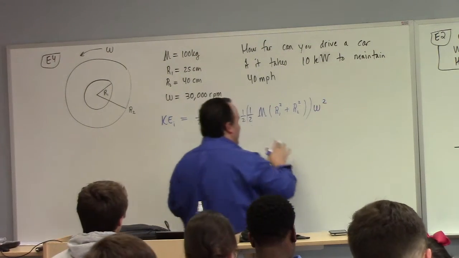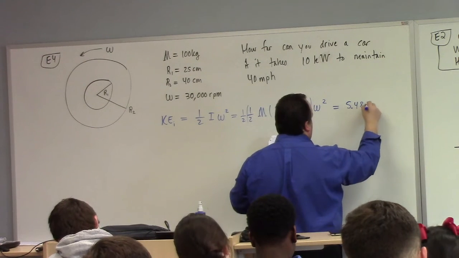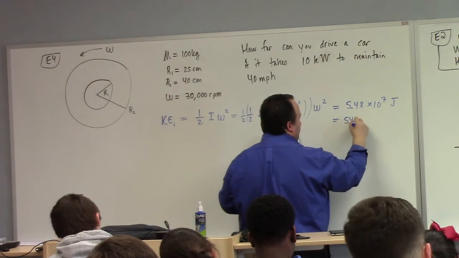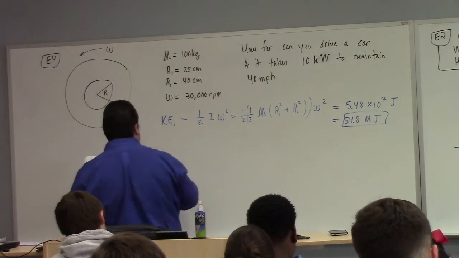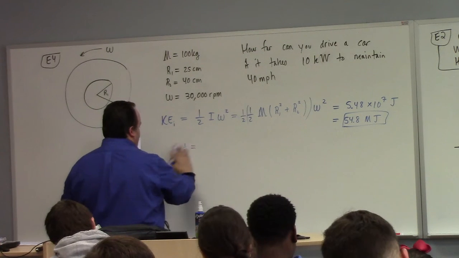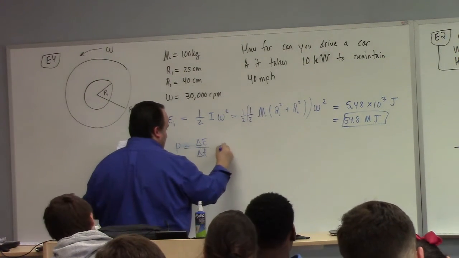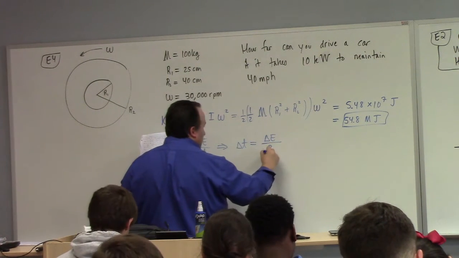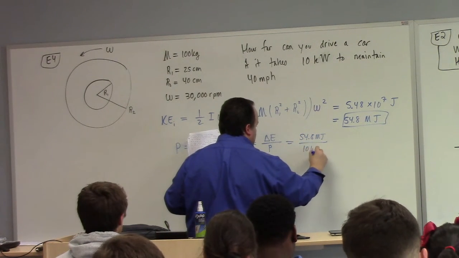I won't bore you with the numbers, but when you plug all the numbers in, this works out to 5.48 times 10 to the 7th joules, or if you like, 54.8 megajoules. And if you calculate how much time you get, power is equal to energy per time. If it's average, that tells us the time is equal to the energy divided by the power, which in this case is 54.8 megajoules divided by 10 kilowatts.